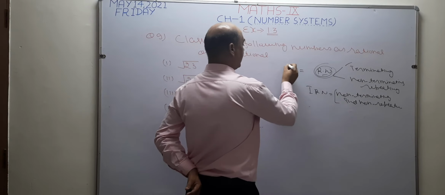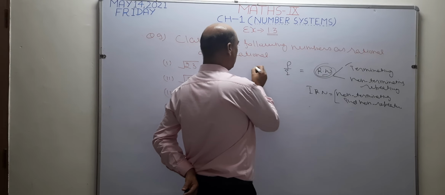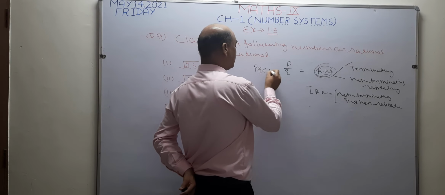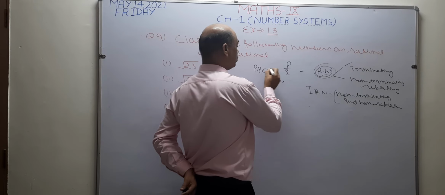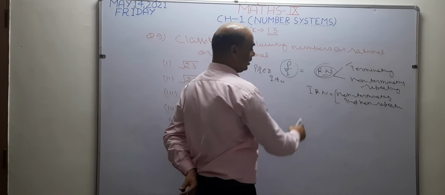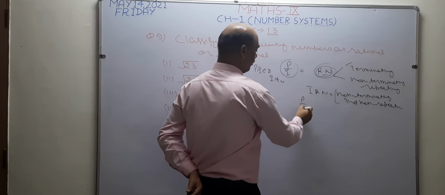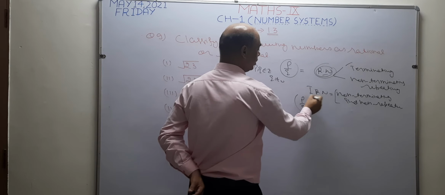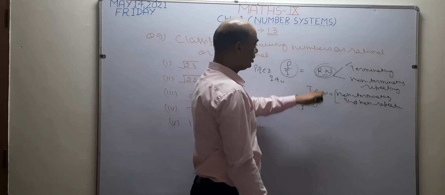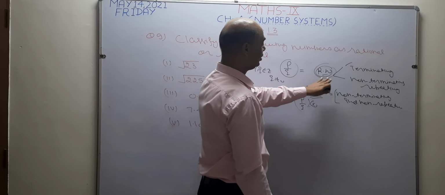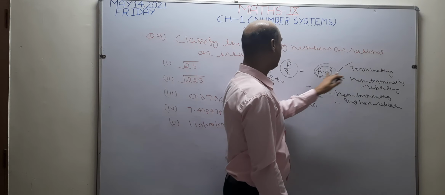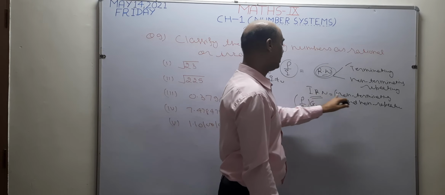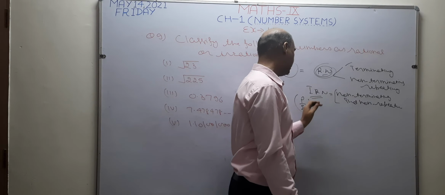And you know that any number in the form of p by q, where p and q are integers and q is not equal to 0, is also known as a rational number. And if the number is not in the form of p by q, then it is known as an irrational number. This is the definition of rational and irrational. This is the decimal representation, and this is the main definition.